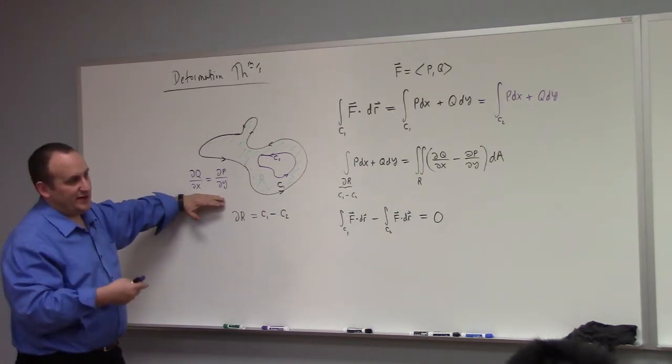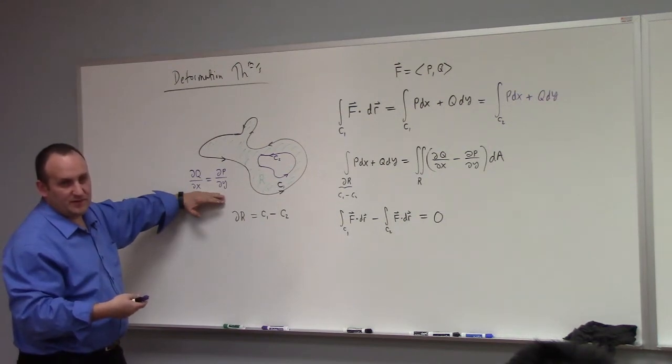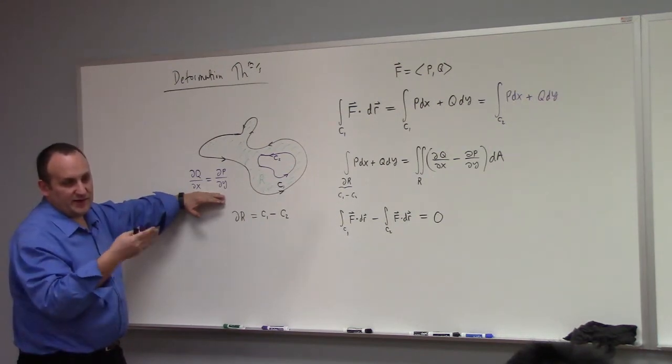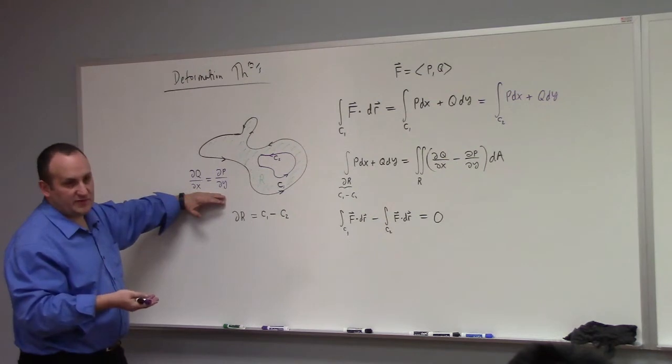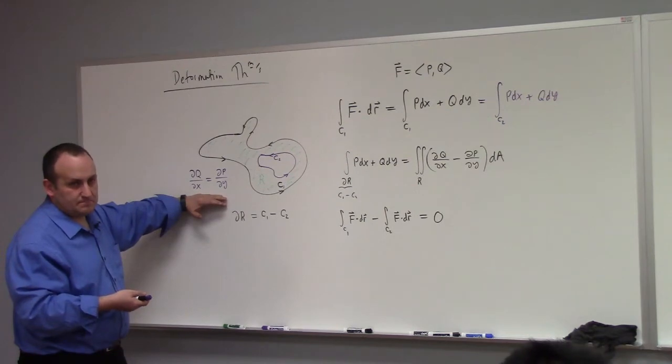I couldn't apply Green's theorem if there was a place where this was non-zero, then I wouldn't be able to trade my integral over C1 for an integral over C2 or vice versa. So I had to watch out for spots where the closed condition's not met, in terms of calculus.